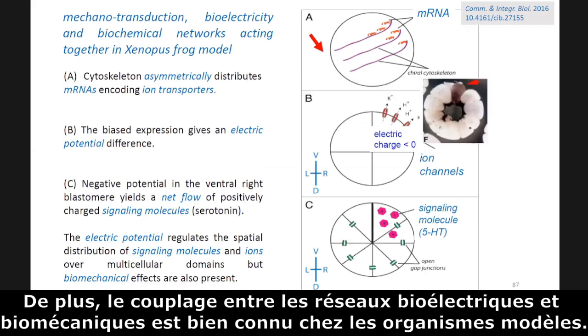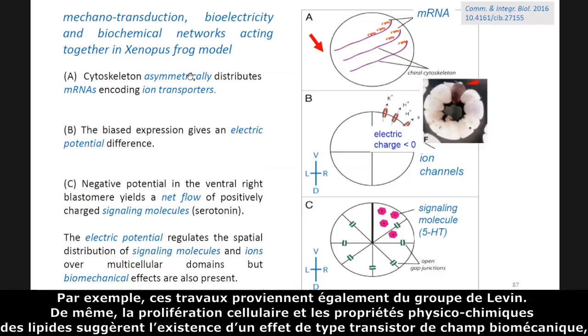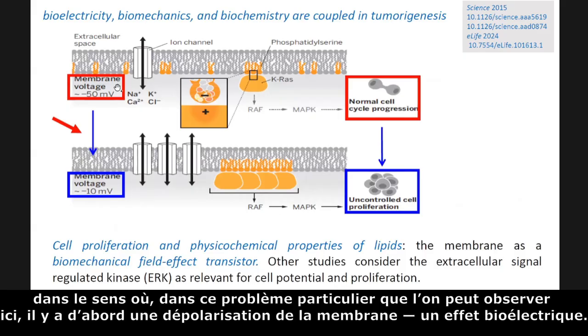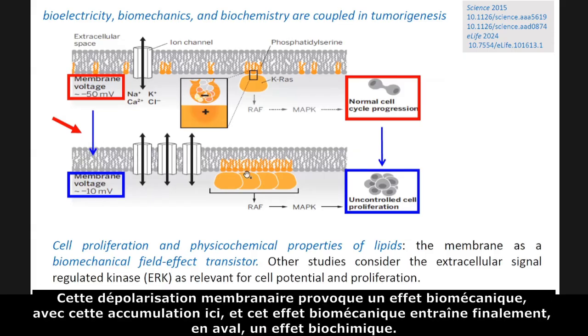Also, the coupling between bioelectrical and biomechanical networks is well known in model animals. For instance, this work is also by Levin's group. Also, cell proliferation and physicochemical properties of lipids suggest some biomechanical field effect transistor, in the sense that first, there is in this particular problem that can be found here, there is first membrane depolarization, a bioelectrical effect. This membrane depolarization causes a biomechanical effect with this accumulation here, and this biomechanical effect eventually downstream causes a biochemical effect.